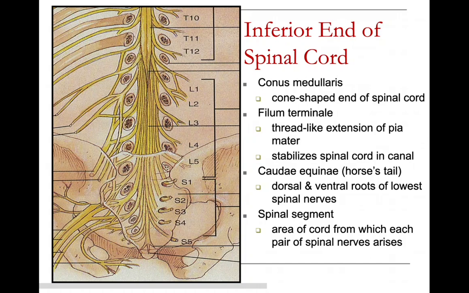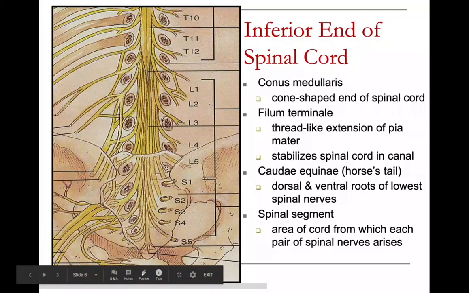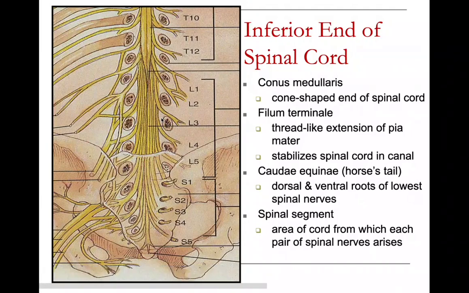So this is showing that inferior end. The conus medullaris is kind of the cone-shaped end. The filum terminale, those are those thread-like extensions of the pia mater. As it comes in, it kind of stabilizes it. The cauda equina will have dorsal and ventral nerve roots of the lower spinal nerves. So the spinal segment is the area of the cord from which each pair of spinal nerves will arise.